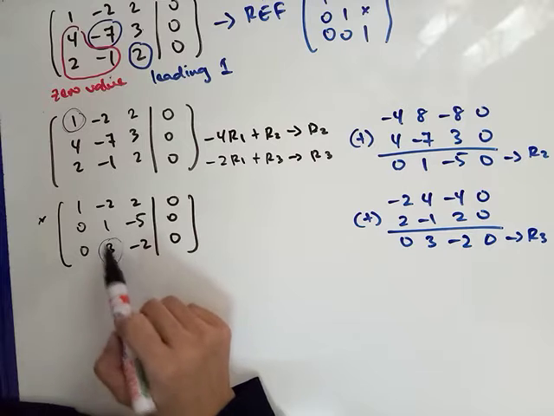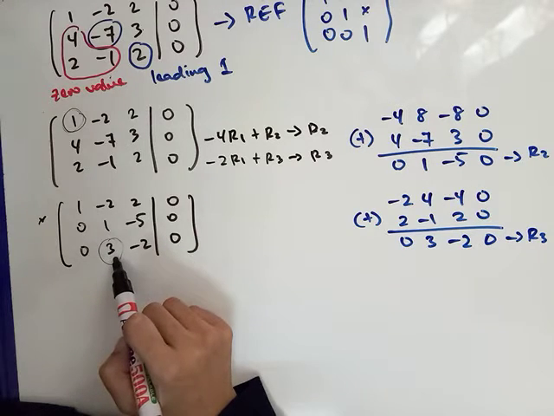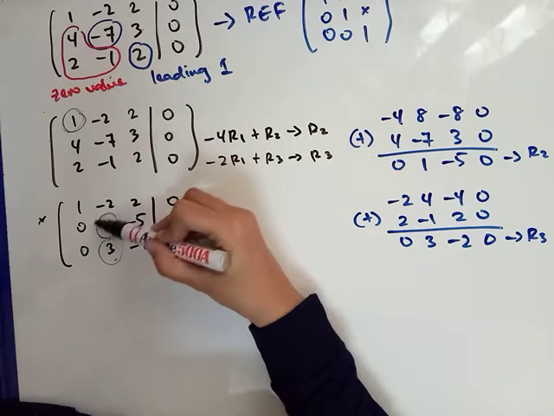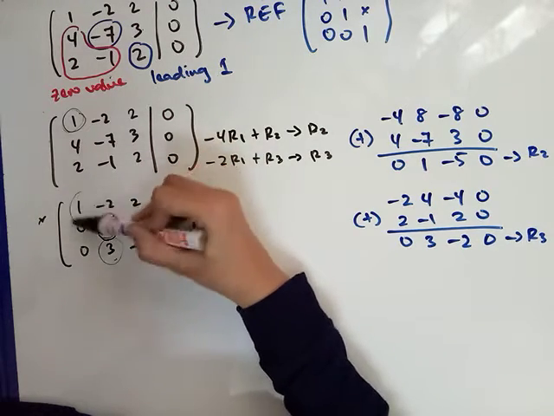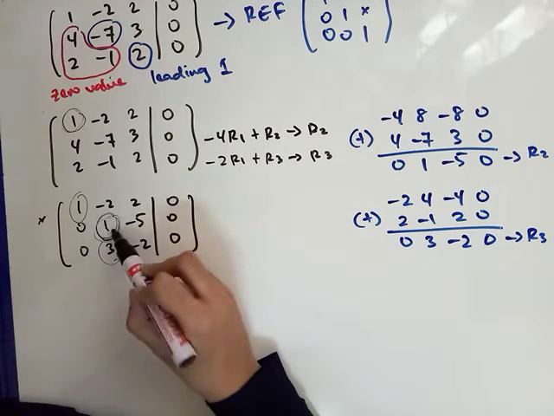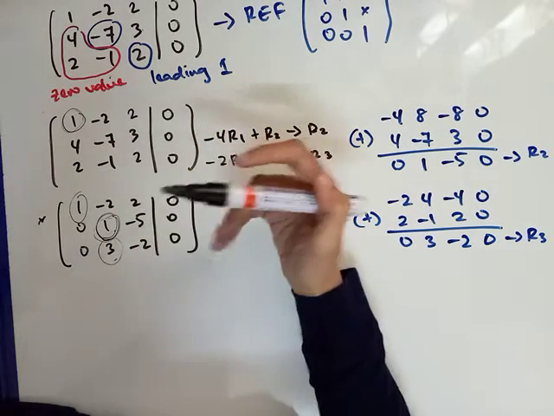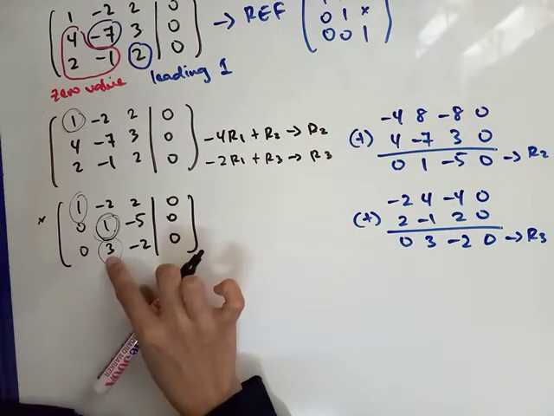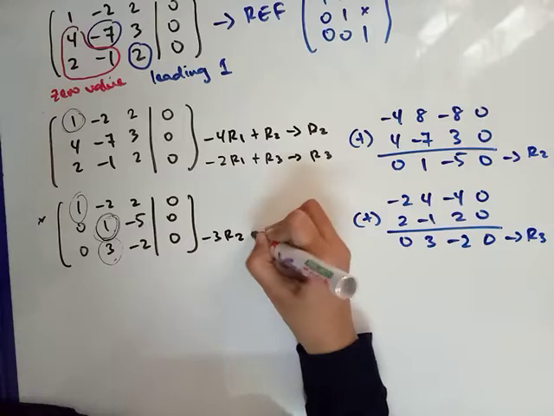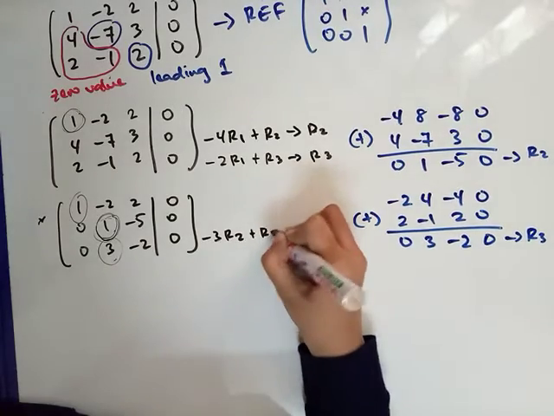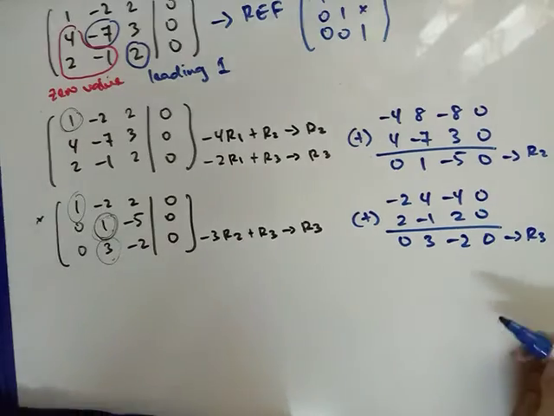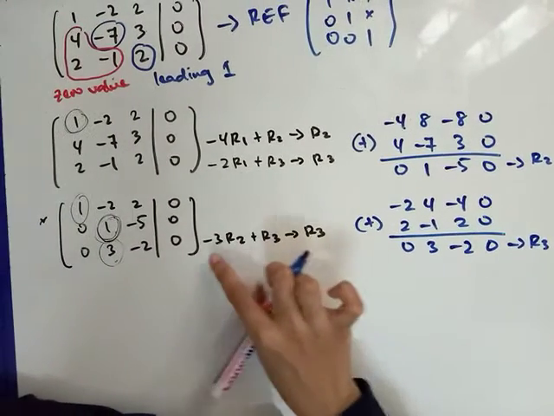This value we need to make a 0 value. To make it 0, we look only at the leading one above it. Not row 1. We need to make a 0 value, looking at the one above it. The leading one above it is row 2. Because this is positive 3, therefore negative 3 multiplied with row 2 plus row 3 equals row 3. So row 2 we need to multiply with negative 3.